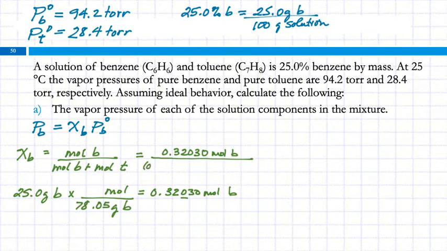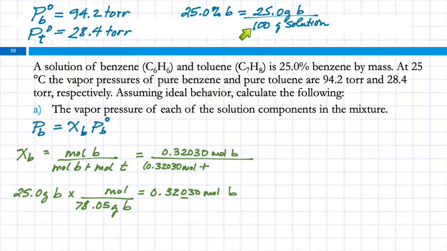And that goes down here as well. Now I need moles of toluene. How many grams of toluene do I have? 75. Very good.